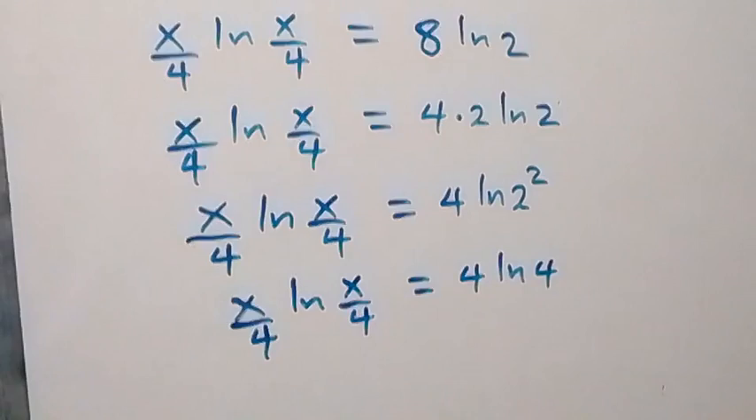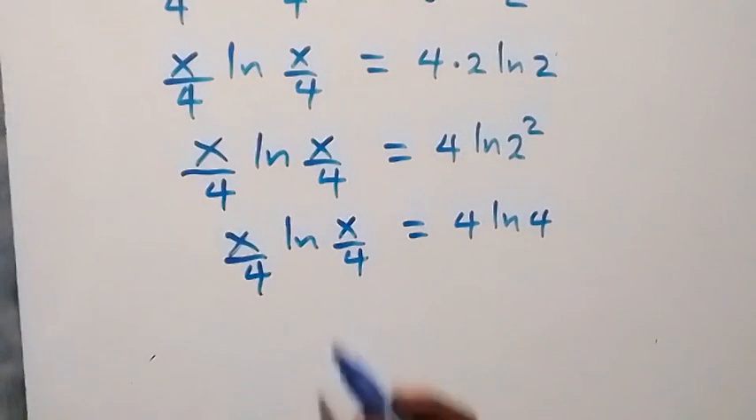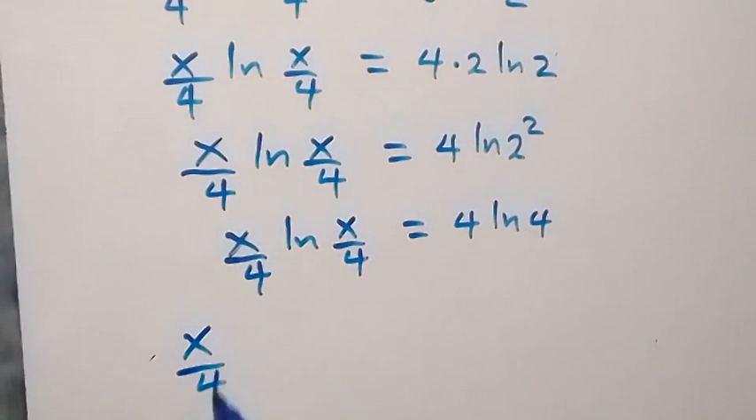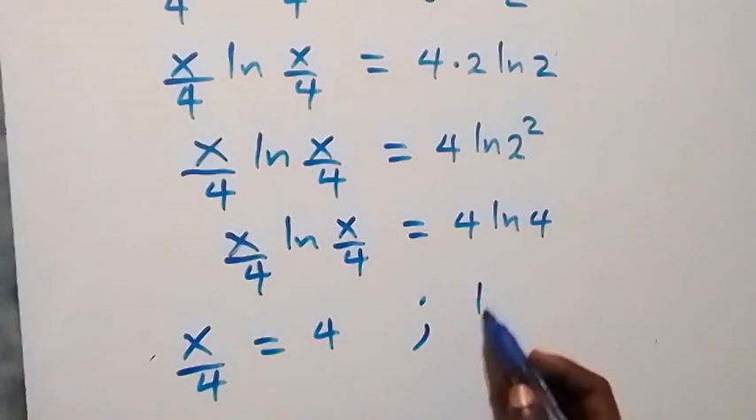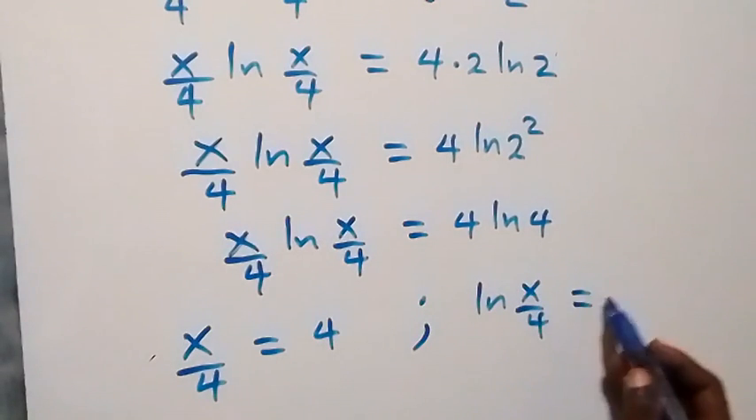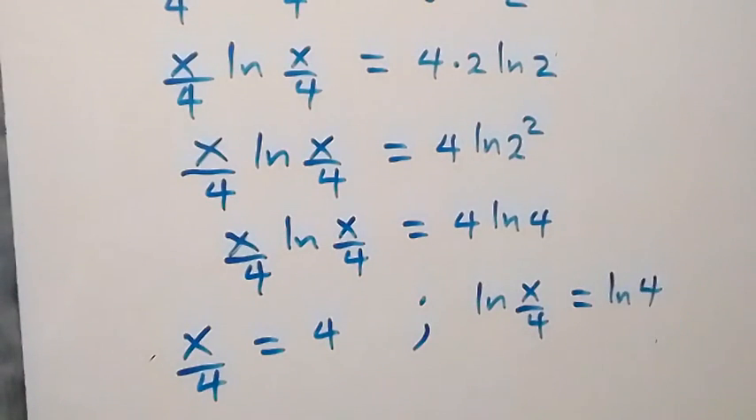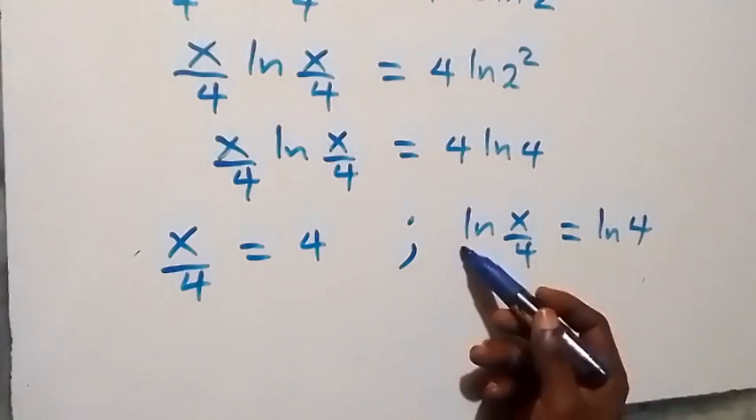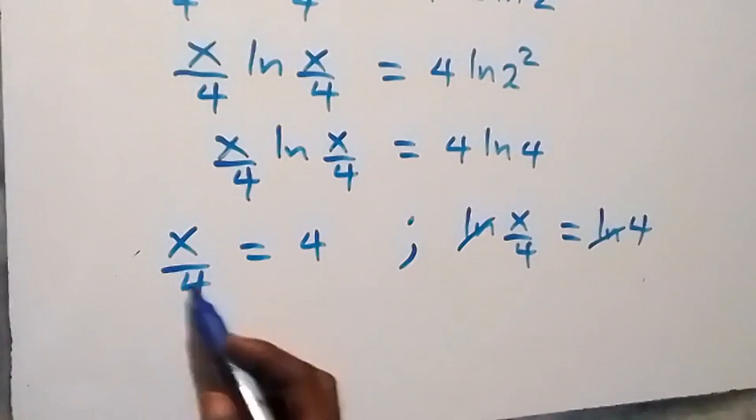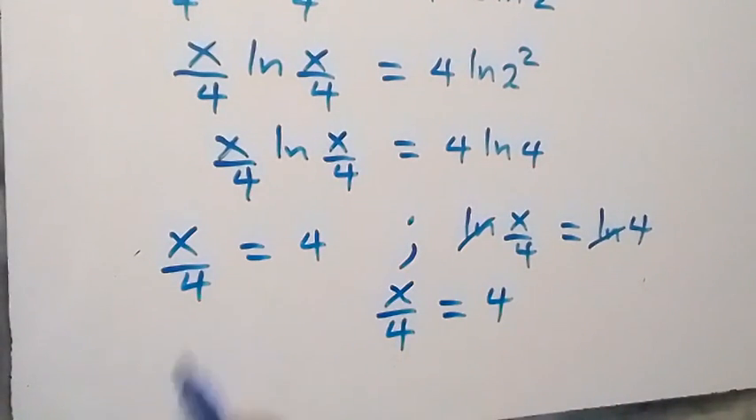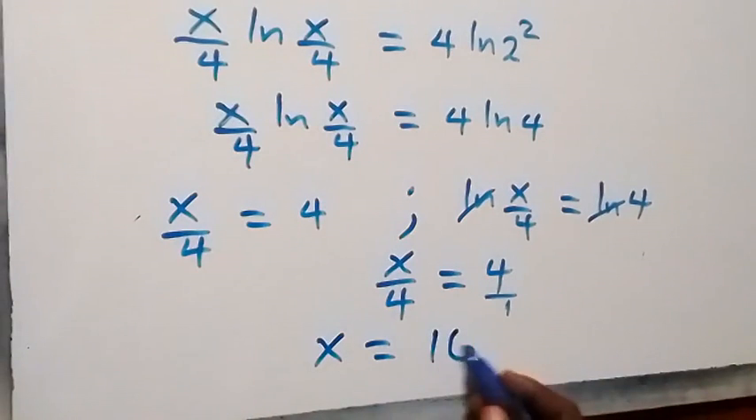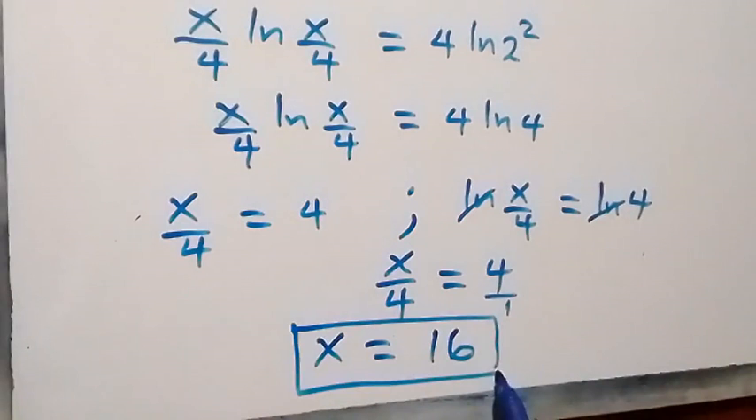Then let's compare the coefficients and the ln. So here we have x over 4 is equal to the coefficient here, which is 4, and also we have ln x over 4 equals to ln 4. Now when the ln on both sides cancel out, this is still the same thing as x over 4, which is equal to 4, which is same thing with what we have here. Now when we solve this, this is 4 over 1, then x times 1, that's x, which is equal to 4 times 4, which is 16. So here it implies that x is equal to 16.